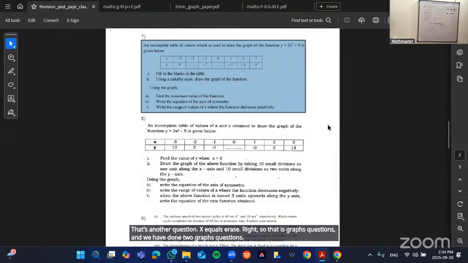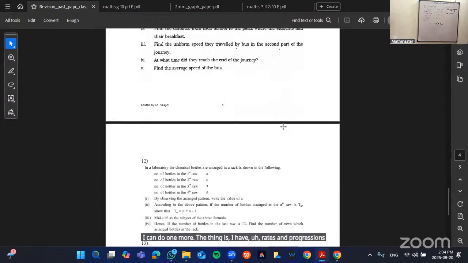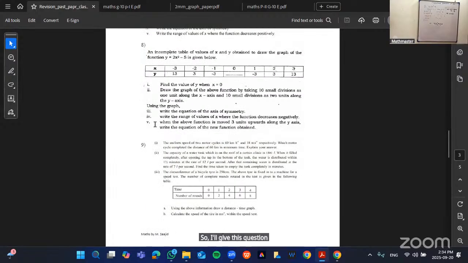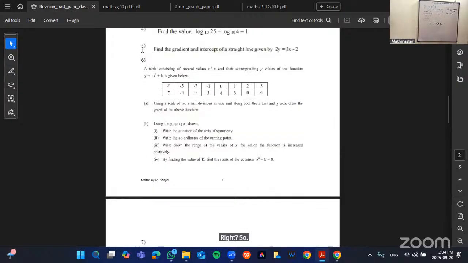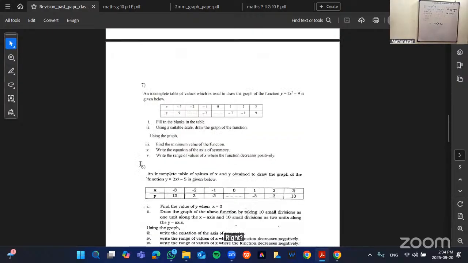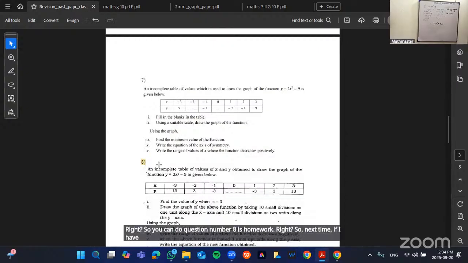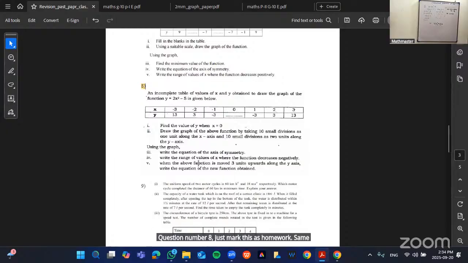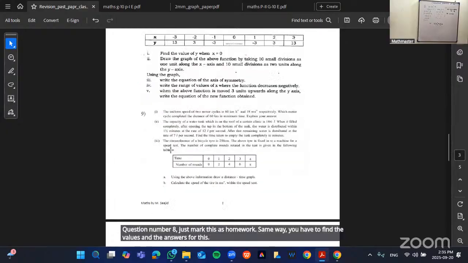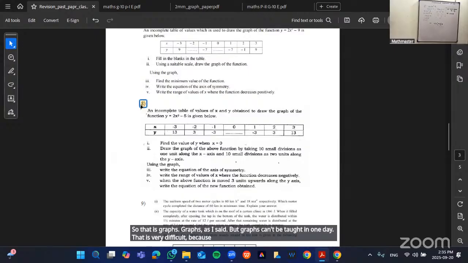I can do one more, but I have rates and progressions also to finish. So I'll give this question as homework. I have done questions 6 and 7, so 5, 6, and 7 are done. You can do question number 8 as homework. Next time, if I have time, I'll discuss this. Same way, you have to find the values and the answers for this. So that is graphs. But graphs can't be taught in one day, because graph is a very, very huge lesson.